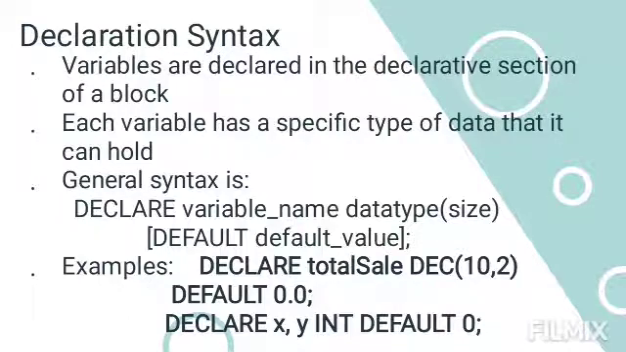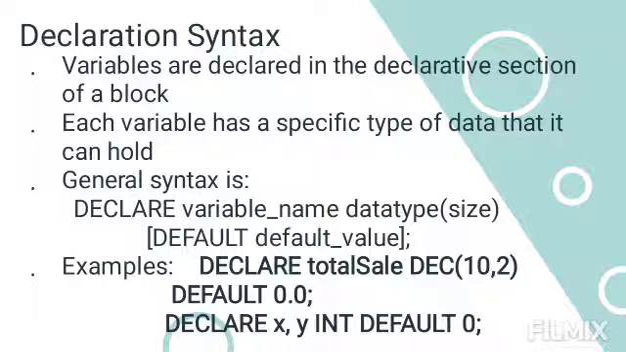How to declare a variable: the variable declaration syntax. The general syntax consists of declare, which is a keyword, then the variable name, the data type, the size of the data type, and default, which is a keyword, followed by a default value. The default clause is optional. Normally, variables are declared in the declarative section of the block. A variable has a specific type of data that it holds.